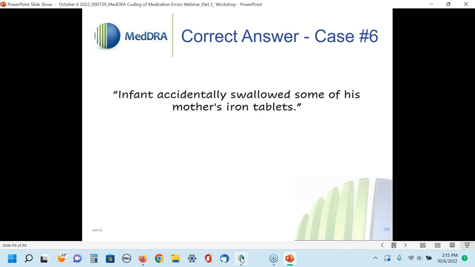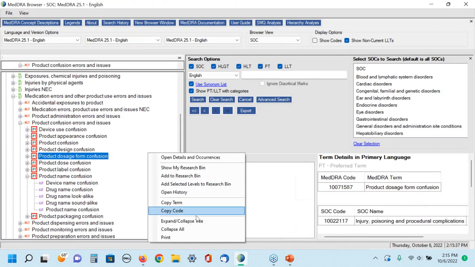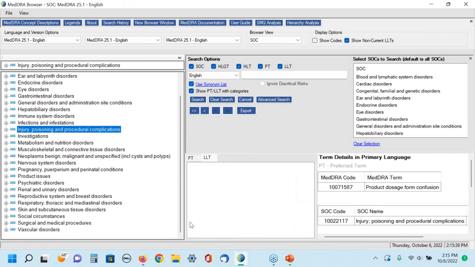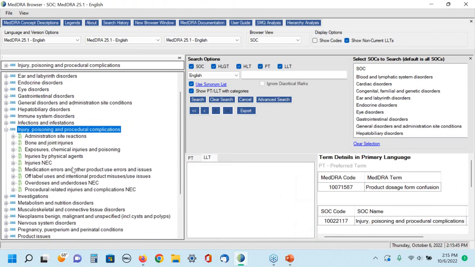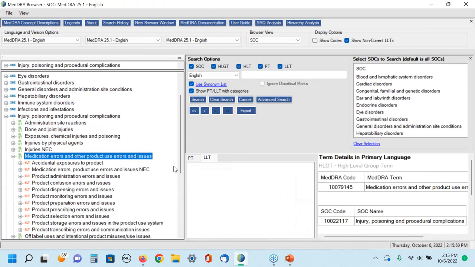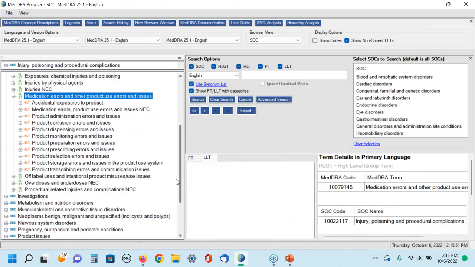Okay, I'm gonna go into the browser. Let's see what we can do with that. First thing I'm gonna do is go into injury, poisoning, and procedural complications. I'm going to go into the HLGT for medication errors and other product use issues. And here are my choices.